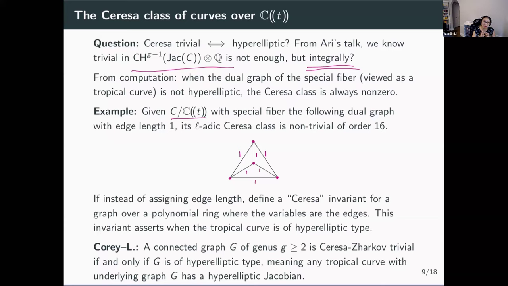So unlike algebraic curves, you can have a non-hyperelliptic tropical curve whose Jacobian is isomorphic to the Jacobian of a hyperelliptic tropical curve. So the Torelli theorem that we love in classical geometry does not hold in tropical geometry. Okay, so this is my discussion about L-adic Ceresa classes and how you can use them to detect non-triviality of the Ceresa cycle. Next, I want to turn to the Hodge-theoretic, Abel-Jacobi image of the Ceresa cycle, and talk about how we can use that Hodge theoretic Ceresa class to detect non-triviality of the cycle.